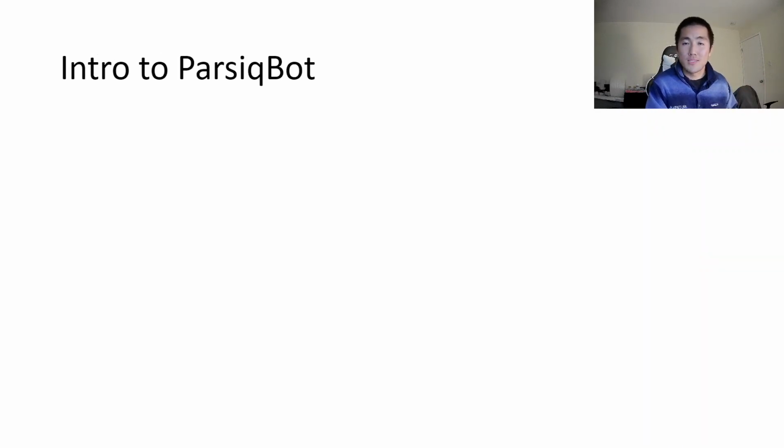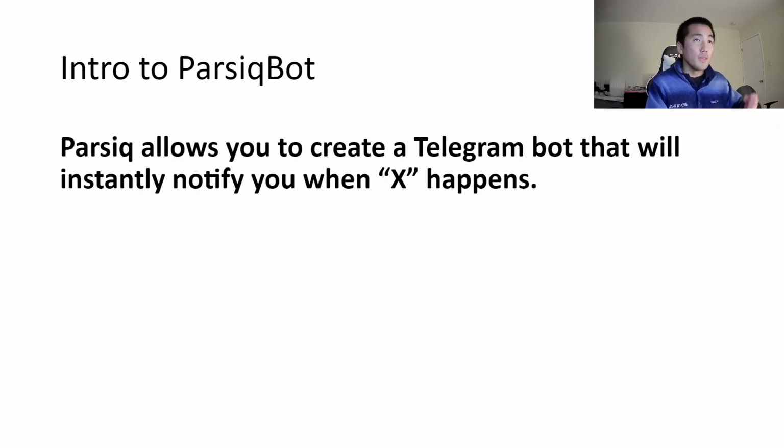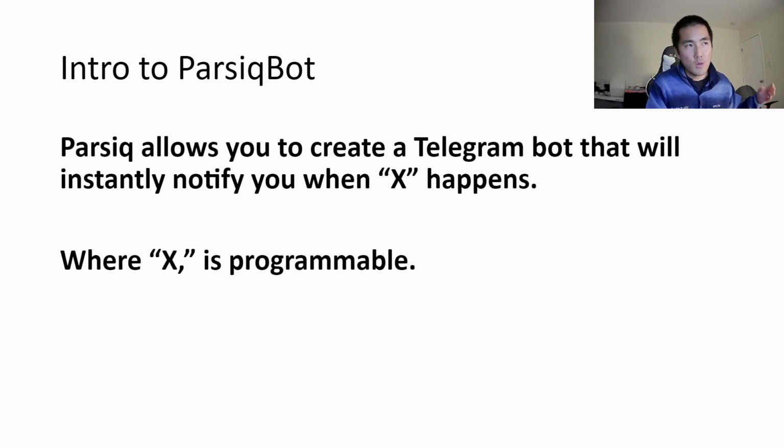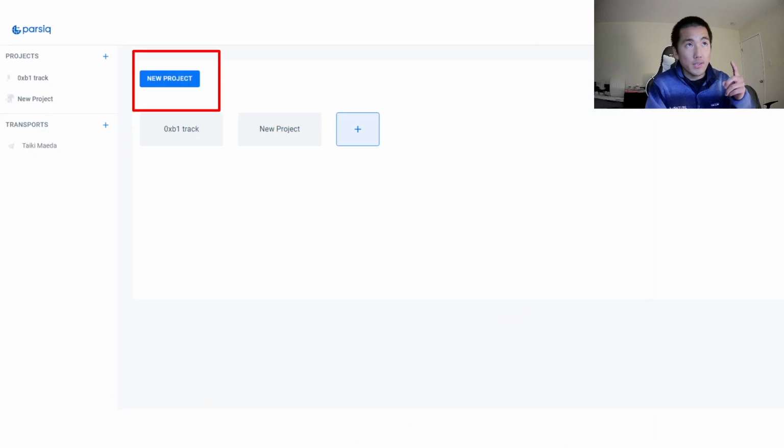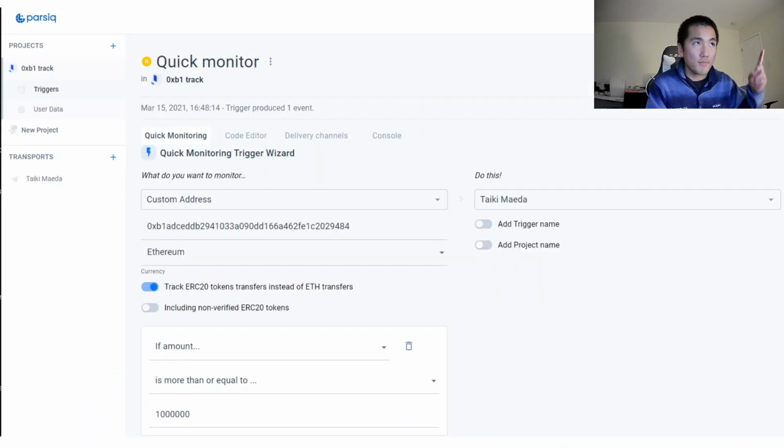And you can do this really easily with ParsiqBot. You can do this right now for free, actually. It can allow you to create a Telegram bot that will instantly notify you when X happens, where X is programmable. So you go to parsiq.net, log in, click new project, and then you can create a smart trigger. If this looks confusing, don't worry, there are YouTube tutorials online, but I'll walk you through step by step what's happening here.